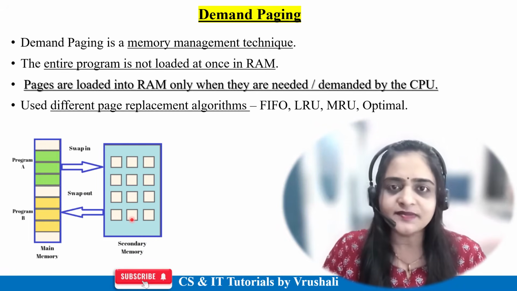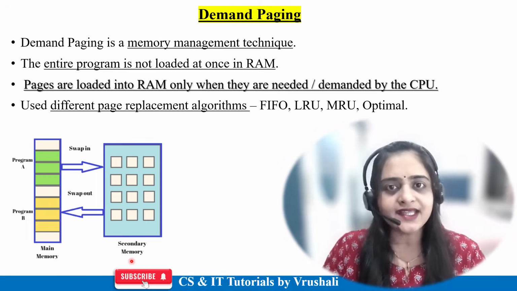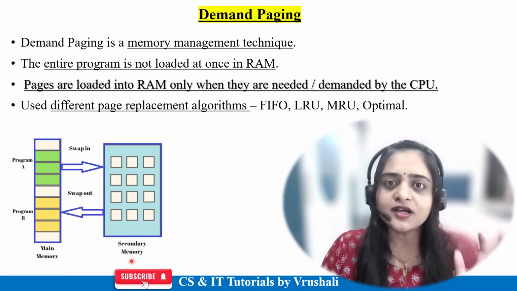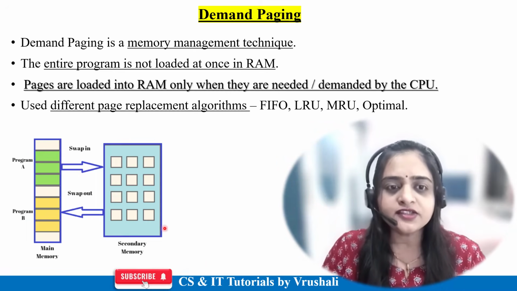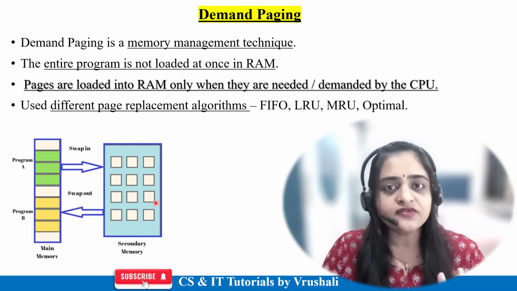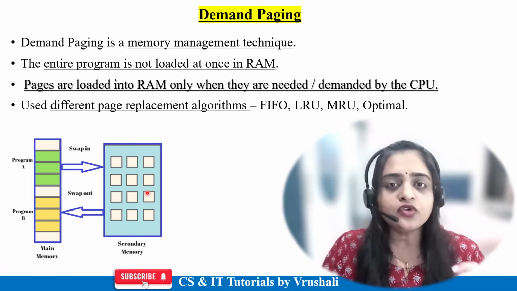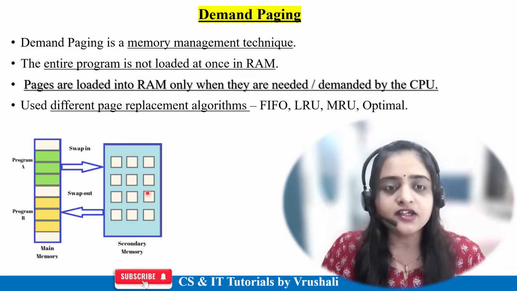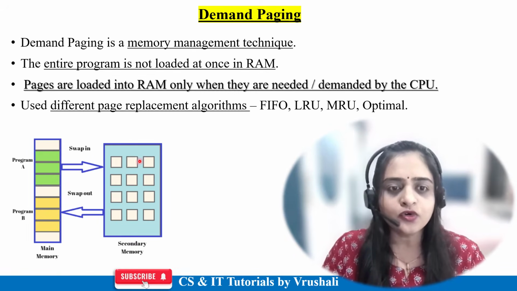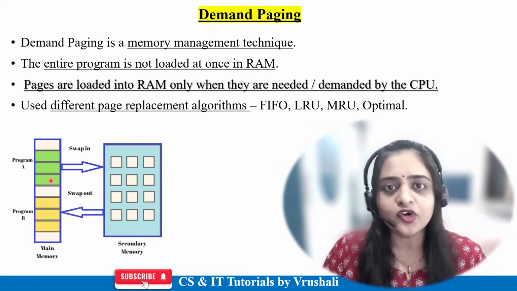Now see here in this particular diagram. In your operating system, there are two types of memory, primary memory and secondary memory. Your complete process or program is stored in the secondary memory. Suppose your process has a total of 5 pages. So these 5 pages are stored in the secondary memory. Now the CPU wants to execute page number 1. So this particular page goes from secondary memory to main memory as per the demand of the CPU.